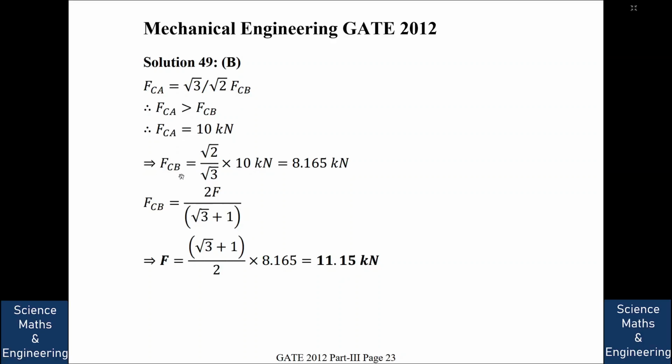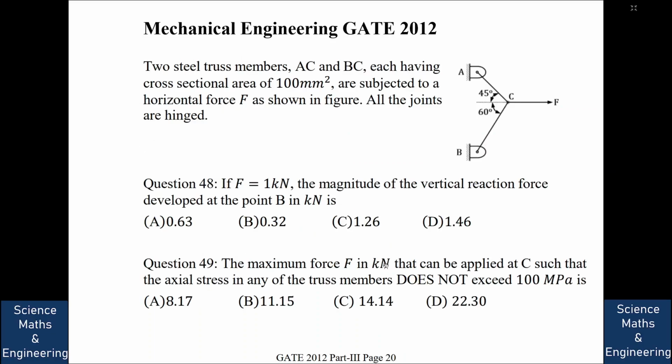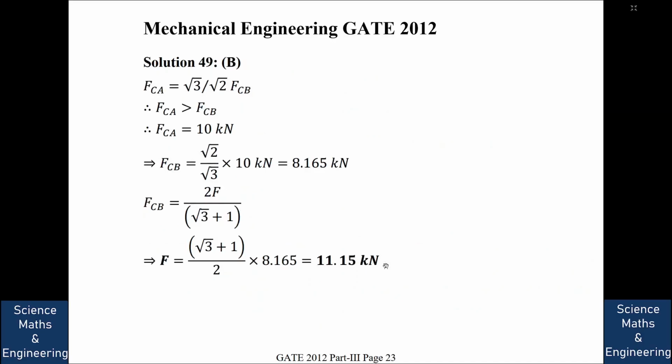So then F of CB would be equal to, from our equation, 8.165 kilonewton, and then we can find from F of CB equals 2F by root 3 plus 1 that F is a maximum of 11.15 kilonewton. Okay. So this is how we need to solve this. So we'll go to the next question.